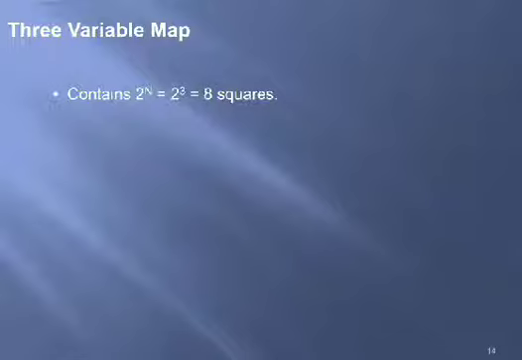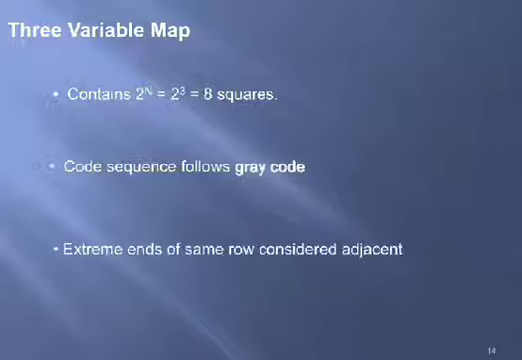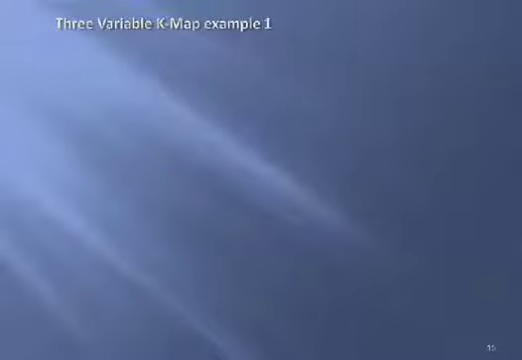Next we will see the example. It consists of 2 to the power of n cells, that is 2 to the power of 3, which is equal to 8 cells. The code sequence follows what we have discussed earlier, that is gray code. Extreme ends of the same row can be considered as adjacent.